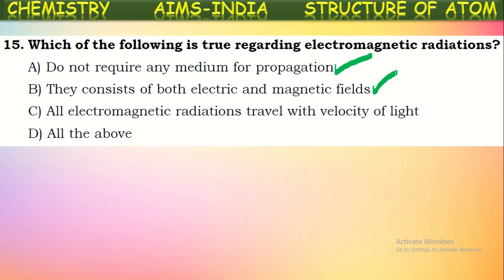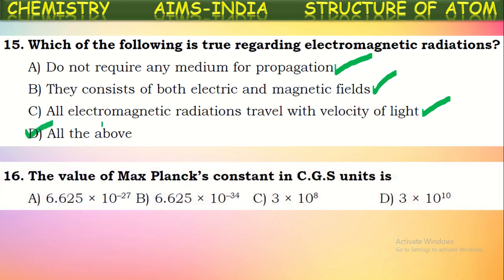Because all the electromagnetic radiations travel with the same velocity, which is considered the velocity of light. This is equal to 3 into 10 to the power of 8 meters per second. So all the electromagnetic radiations are supposed to travel with the same velocity. So these three statements are correct. What will be correct also? This. So the next question.